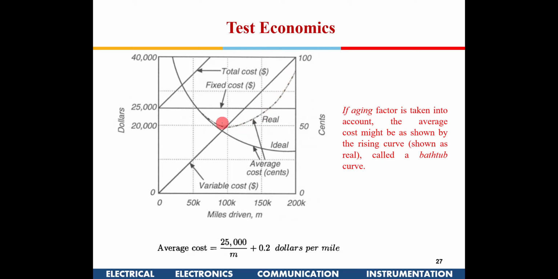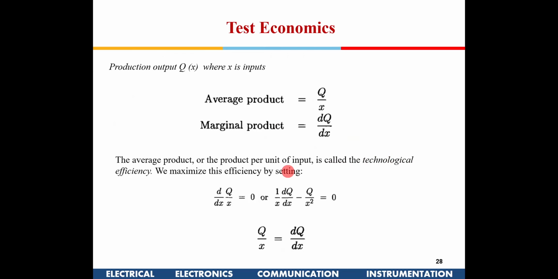So for a given fixed cost and recurring cost, until you attain a certain amount of production, this will come down, and subsequently this is known as the aging factor. As the machines age, more and more problems come up, and things like that. So this can go up.